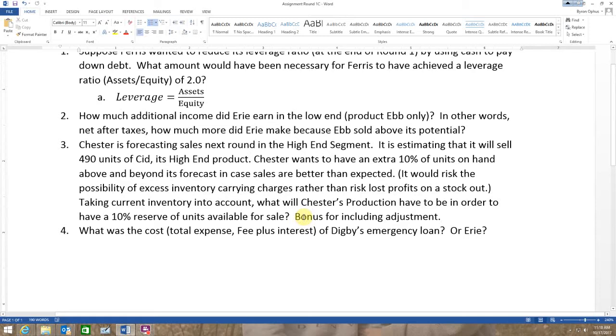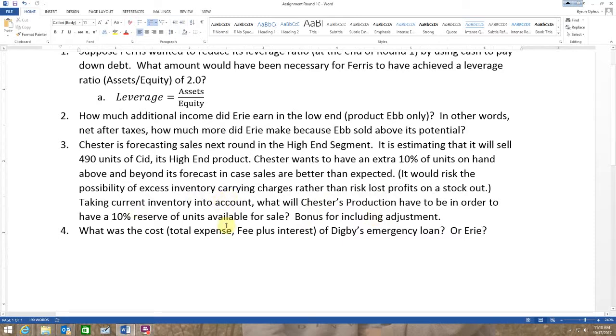However, and this is just a bonus, when you look at your production schedule, if you look at your own, you'll note that your requested production is actually reduced by an amount. If you include that, I'm going to give you a little bonus.